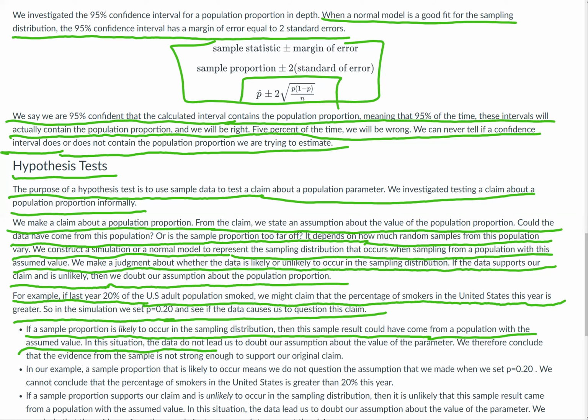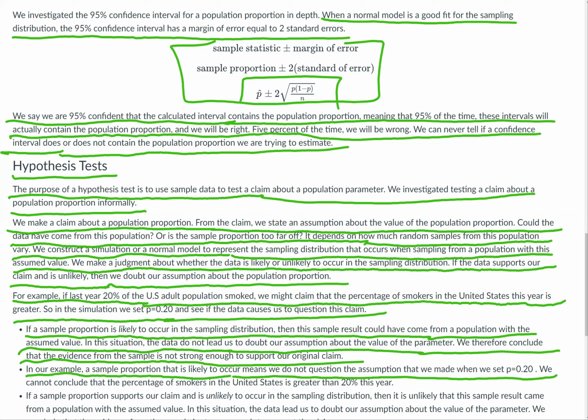In this situation, the data do not lead us to doubt our assumption about the value of the parameter. We therefore conclude that the evidence from the sample is not strong enough to support our original claim. In our example, a sample proportion that is likely to occur means we do not question the assumption that we made when we set p to equal 0.2. We cannot conclude that the percentage of smokers in the United States is greater than 20% this year.